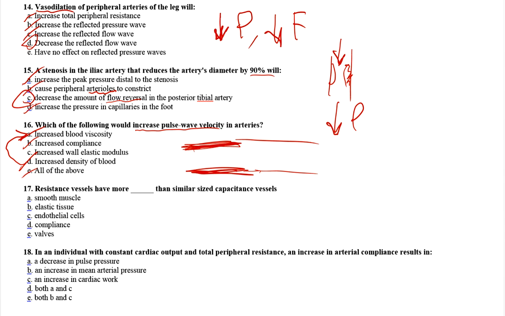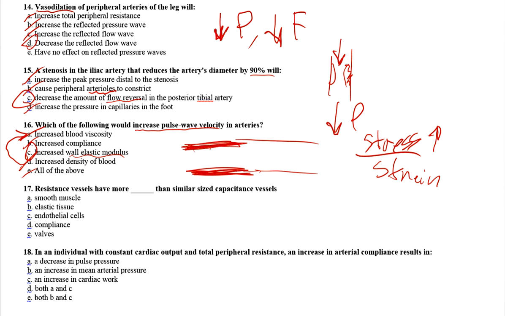Okay, so C, increase wall elastic modulus. If you remember, the elastic modulus is stress over strain. This is one of those physics things where you want to see how much something deforms when you apply stress to it. If you increase this, then you need to increase your stress to get the same amount of strain, which is the same as saying the compliance has decreased. It has become harder. So that is a tough question, but the answer is C.